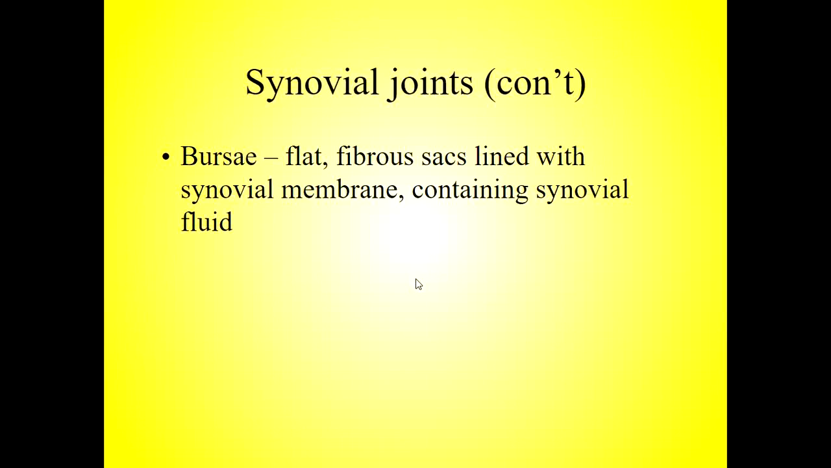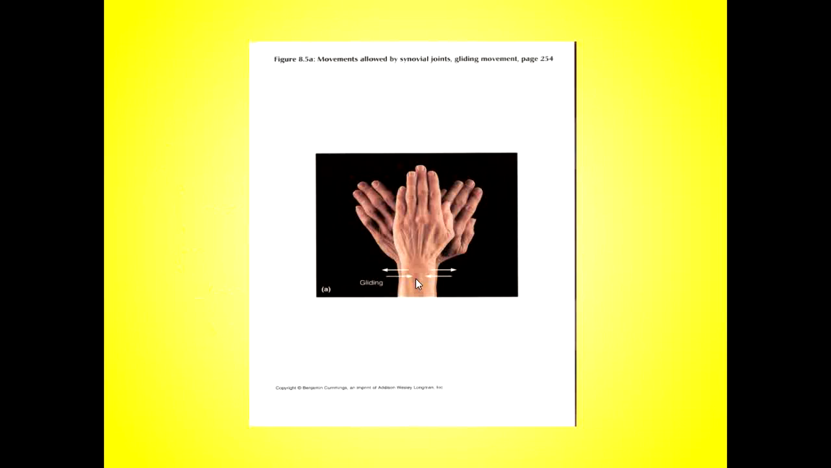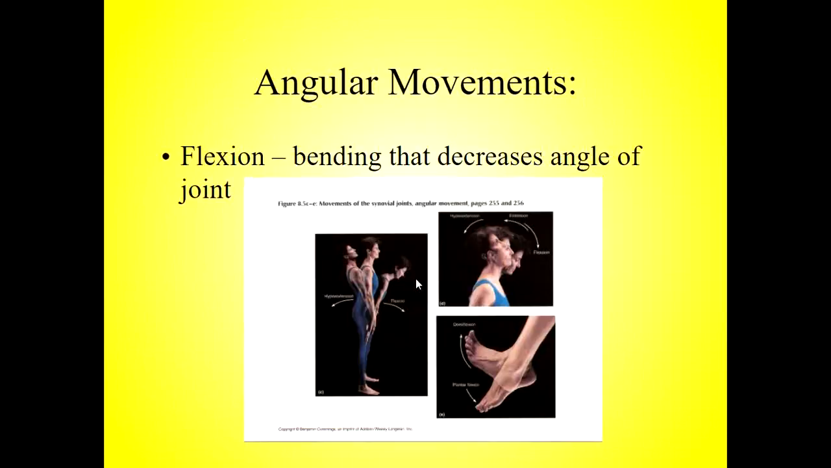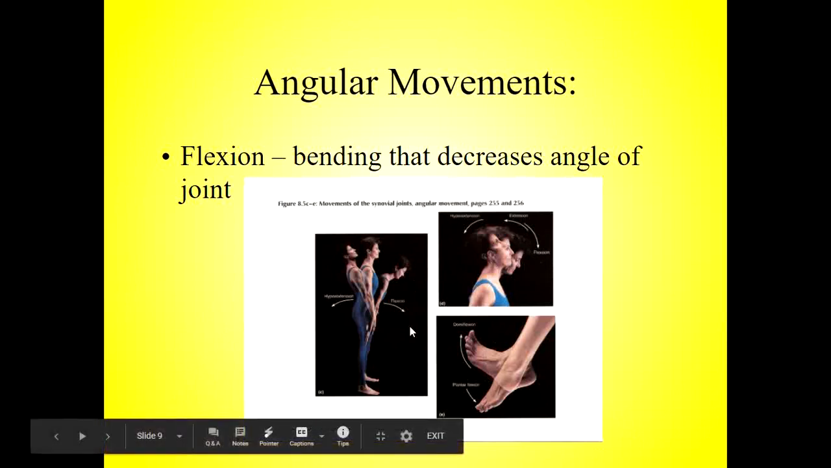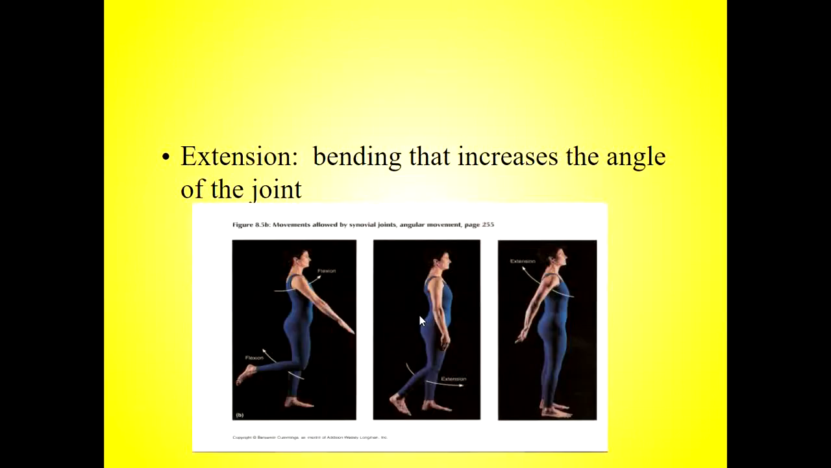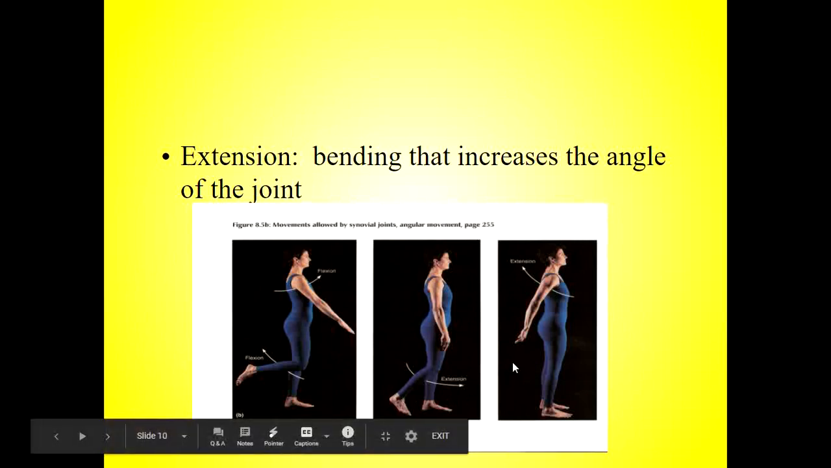Because of the way synovial joints are designed, they can do some very unique movements. They have gliding movements, and then they also have angular movements. So this would be considered a gliding movement, going back and forth with your hand. You can have angular movements like flexion that decreases the angle of the joint. Then you can have extension. Extension is going to increase the angle of the joint.